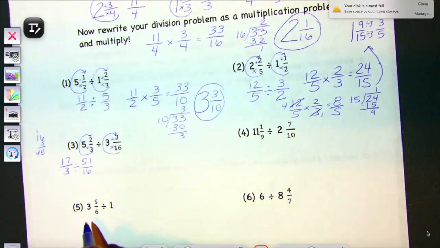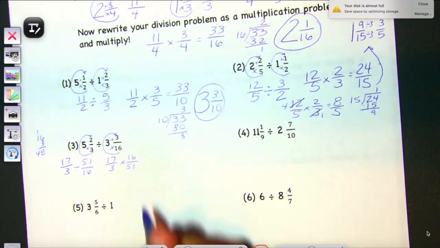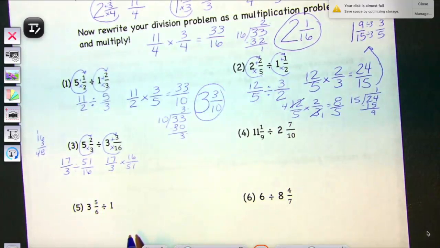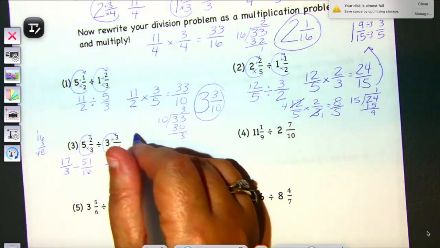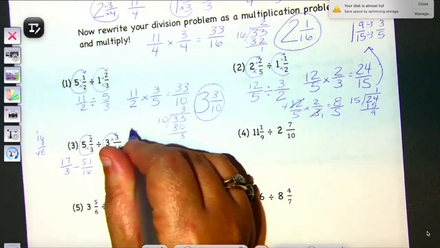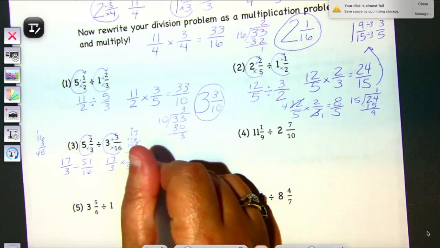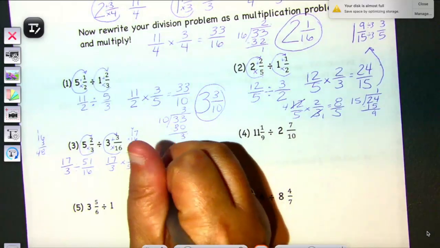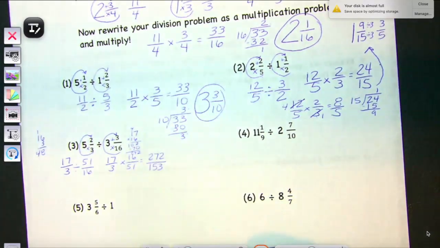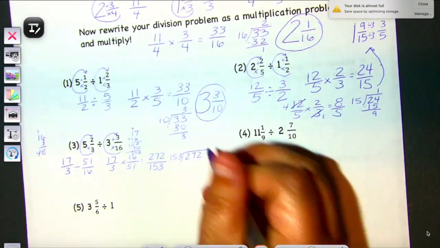But then we can keep, change, flip. So we'll have 17/3 times 16/51. And if I multiply that, 17 times 16, I'll do it up here, that gives 272. And 51 times 3, what I'm going to do in my head is do 50 times 3, which is 150. And then do 1 times 3, which is 3. So 150 plus 3 is 153. That's improper, so we've got to fix it. We've got to do 272 divided by 153. It can only go in there one time.